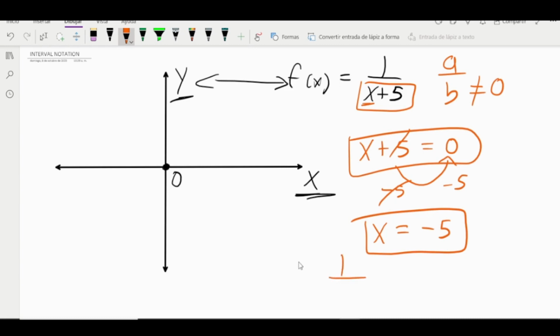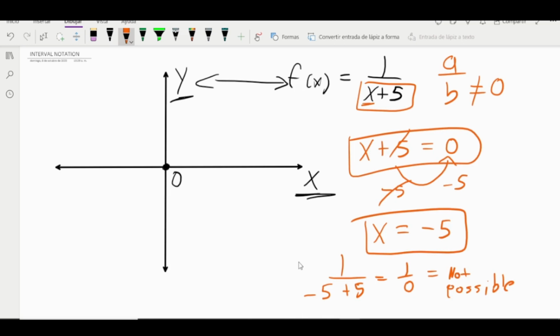Just so you can understand better, for example, if I put minus 5 plus 5, we're going to have 1 over 0, and this is not correct. Okay, so undefined, or let's say not possible. Okay. So this is the idea.